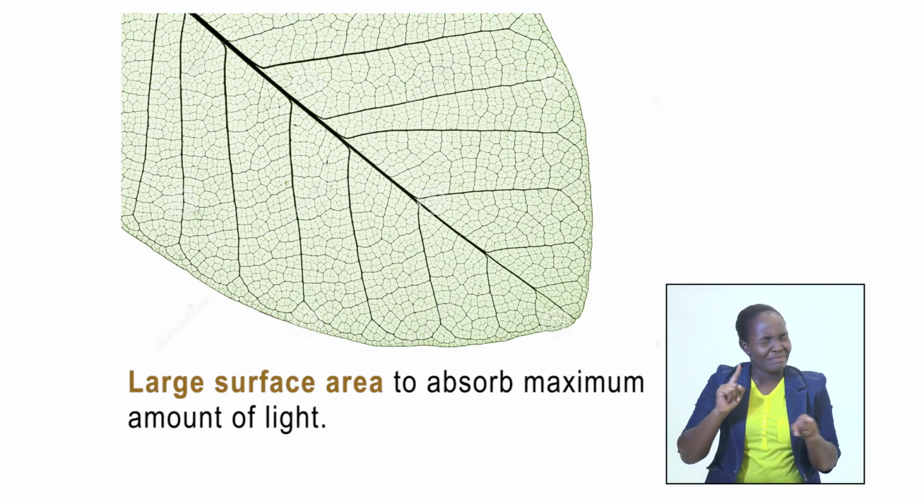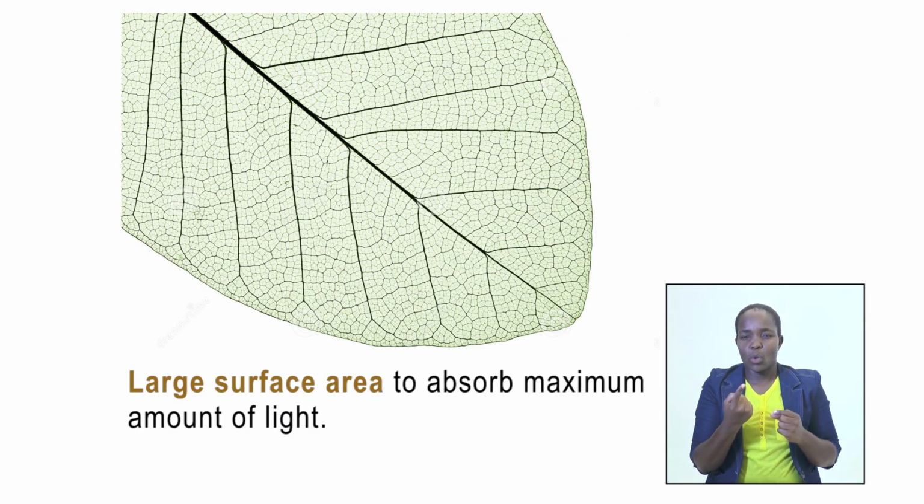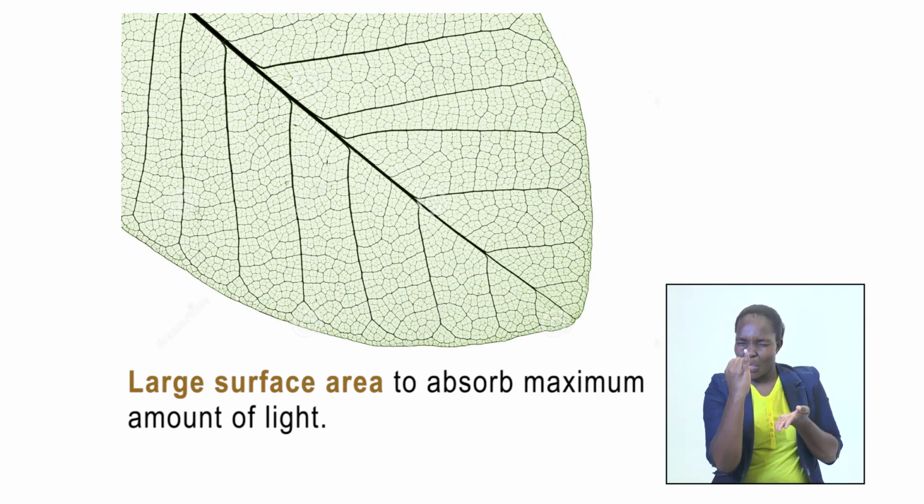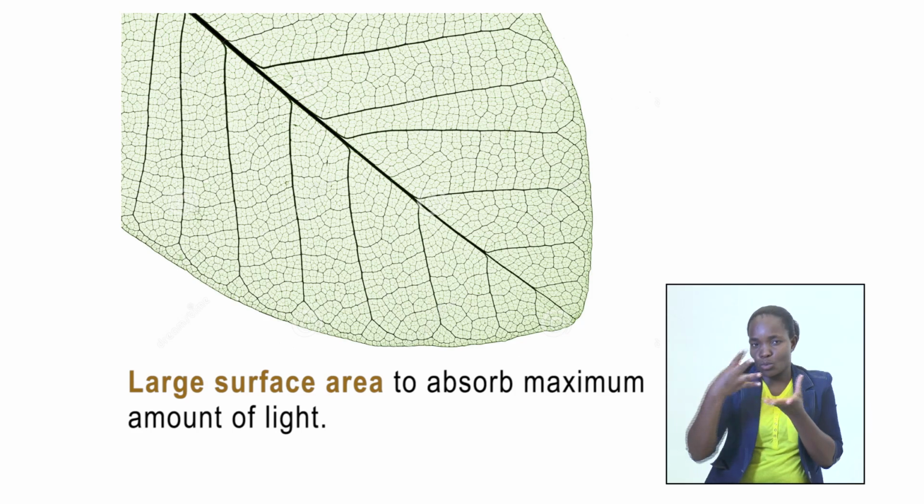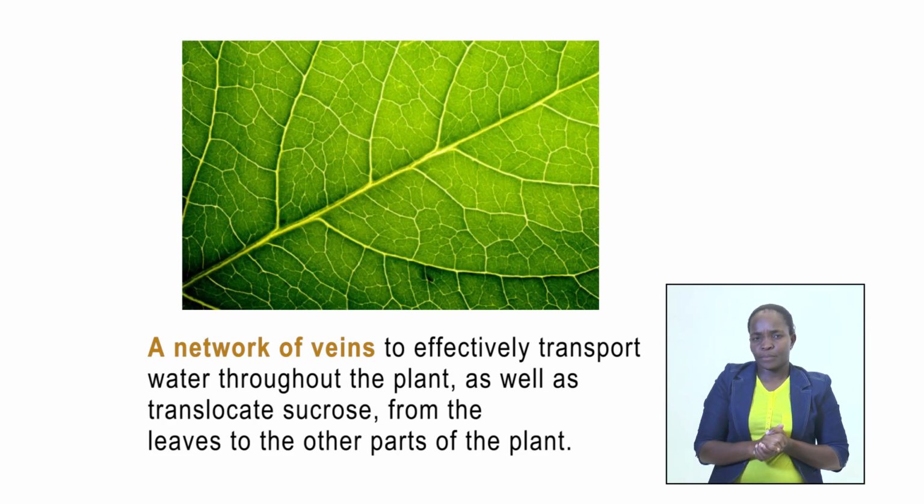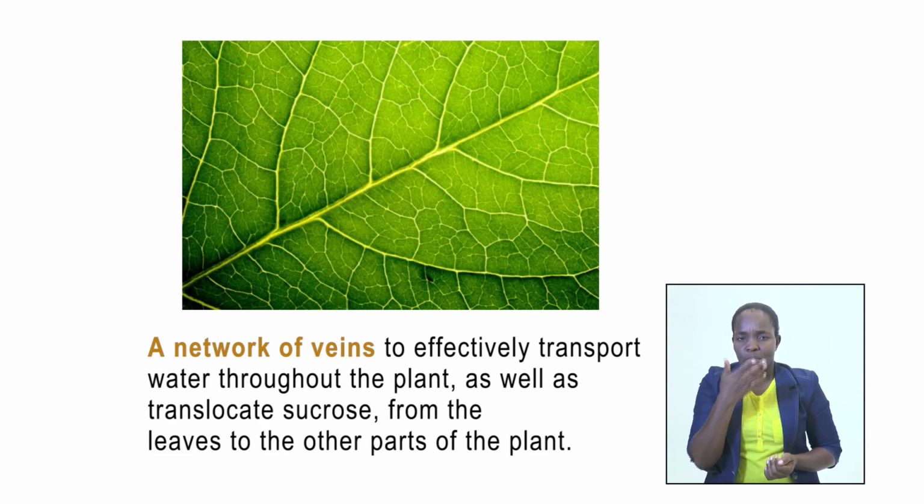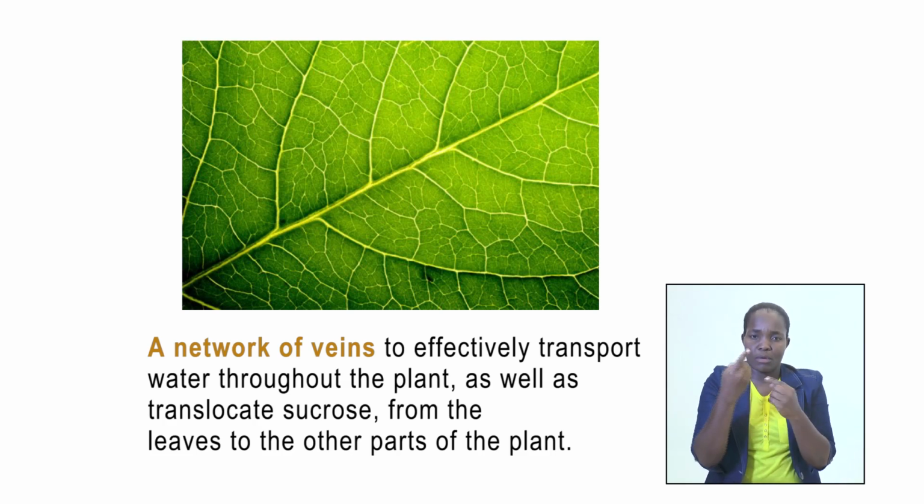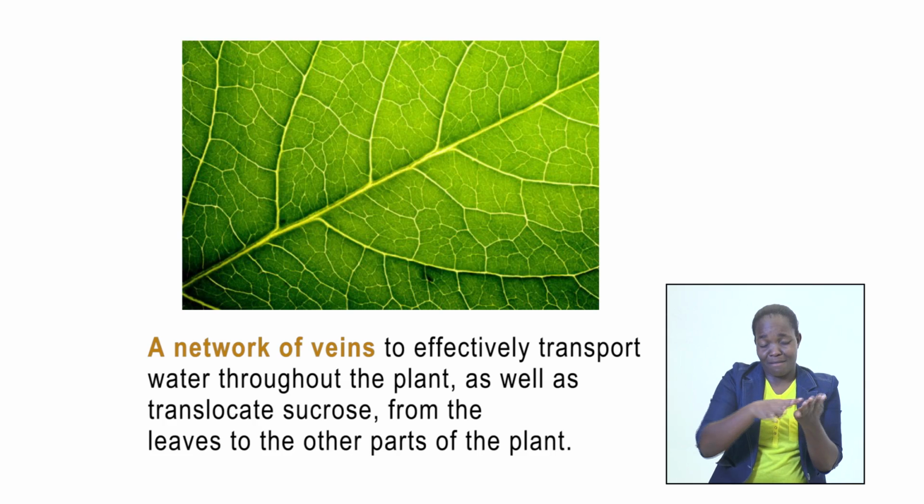Viewers, let's now look at how the leaf is structurally adapted in order to carry out the process of photosynthesis. Firstly, most leaves have a large surface area, thin and flat, to maximize exposure to the sun. This is because it needs sunlight for the process of photosynthesis. Leaves also have a network of veins to effectively transport water throughout the plant. The glucose produced is translocated to the other parts of the plant from the leaves through the veins. Additionally, the veins support and hold the leaves flat to capture the sunlight.